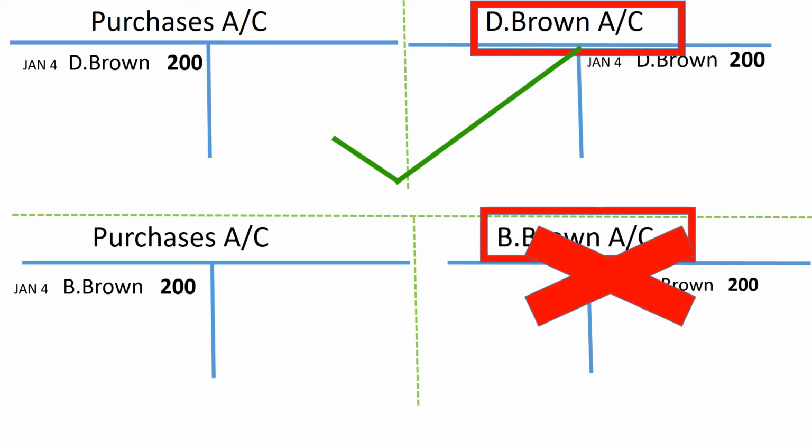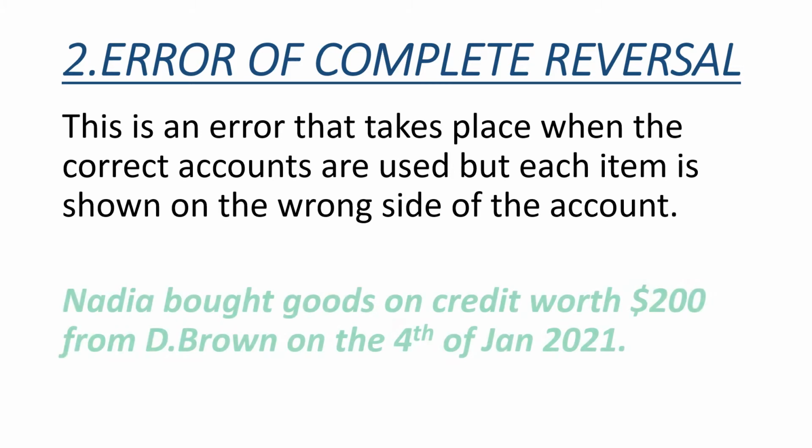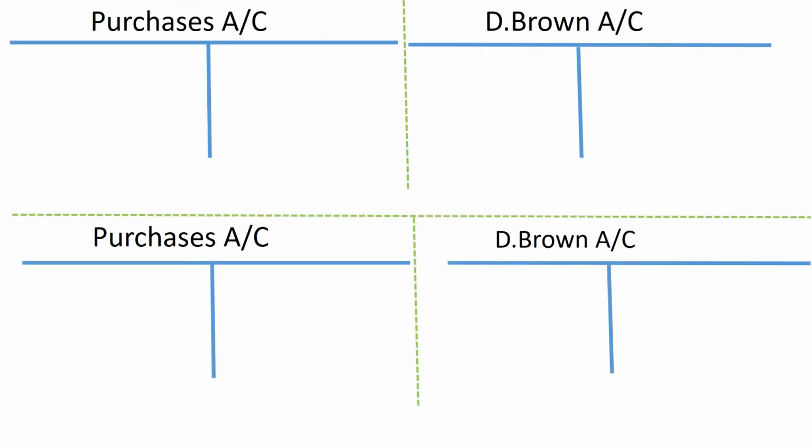The error of complete reversal is an error that takes place when the correct accounts are used but each item is shown on the wrong side of the account. Here's a transaction. Nadia bought goods on credit worth $200 from D. Brown on the 4th of January 2021. The two accounts would be the purchases account and the D. Brown account. First, I'm going to show you the correct way of recording the transaction. The purchases account is debited with $200 and the D. Brown account is credited with the same amount.